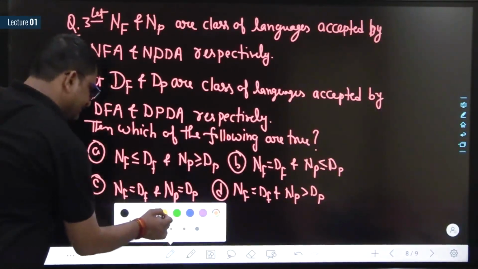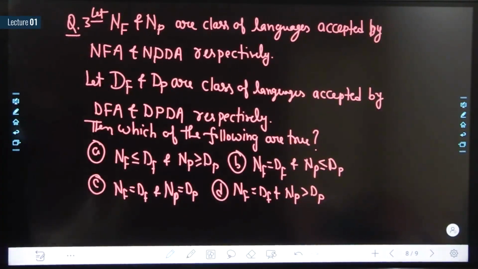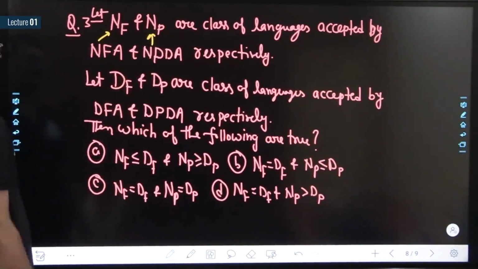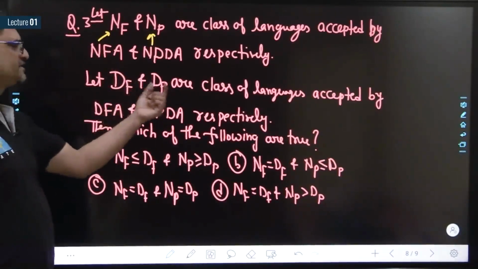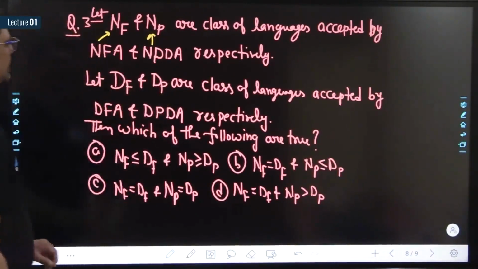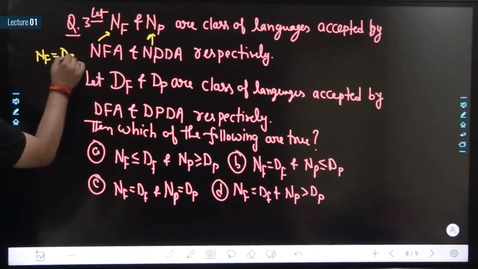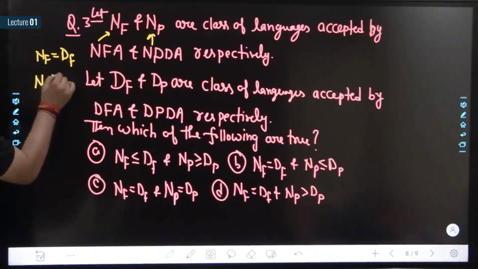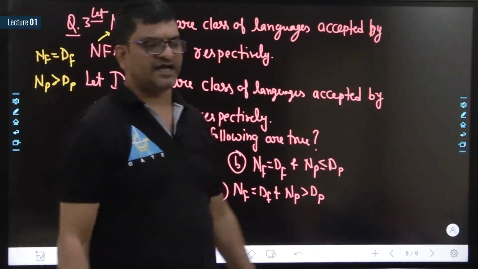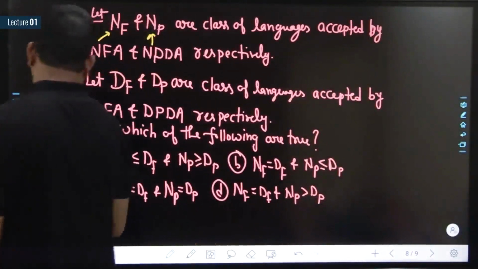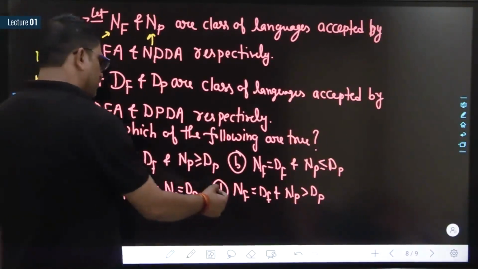Now check the options. NF and NP are the classes of languages accepted by NFA and NPDA. NF is accepted by non-deterministic finite automata, NP by non-deterministic push-down automata. DF is accepted by deterministic finite automata and DP by deterministic PDA. So NF equal to DF and NP greater than DP, because we cannot convert the NPDA to DPDA. All DPDA are NPDA, but the reverse is not true. So option D is correct.